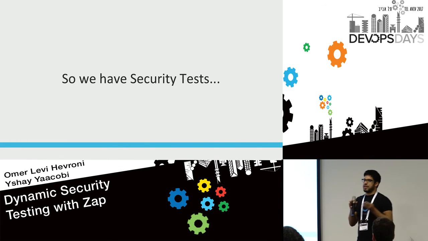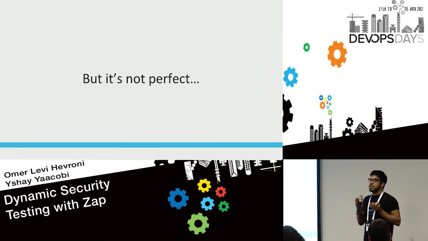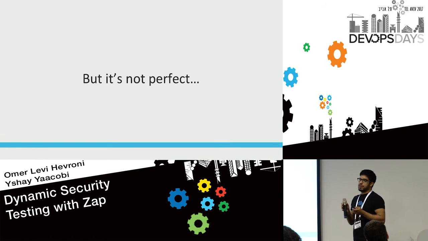Okay, so we have this security test data, and we can extract it, but the problem that we have is many false positives. As with any automation tool, and probably a security automation tool as well, we have a lot of issues that we need to ignore. So how can we do it?